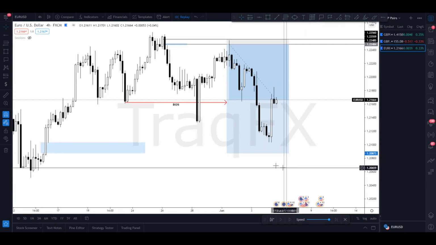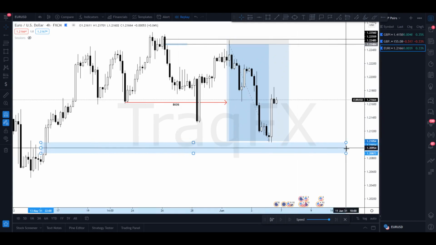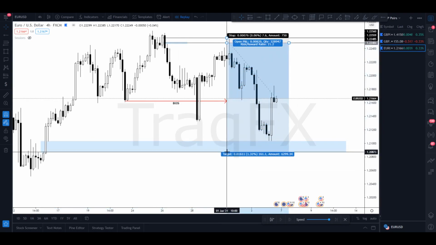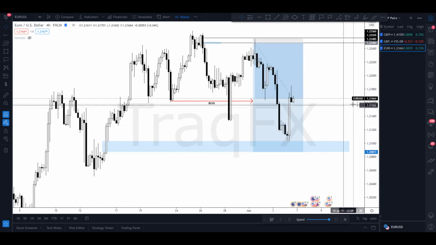And you can see perfectly it did end up mitigating the imbalance a little bit to the open, but it still didn't fully mitigate it. So that means our TP is still over here for a 20 to 1, which is why I'm still holding this trade.